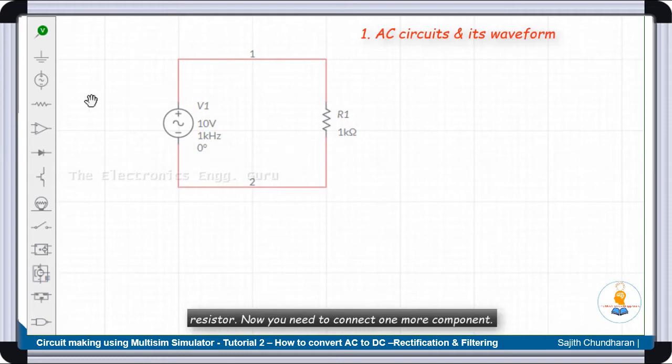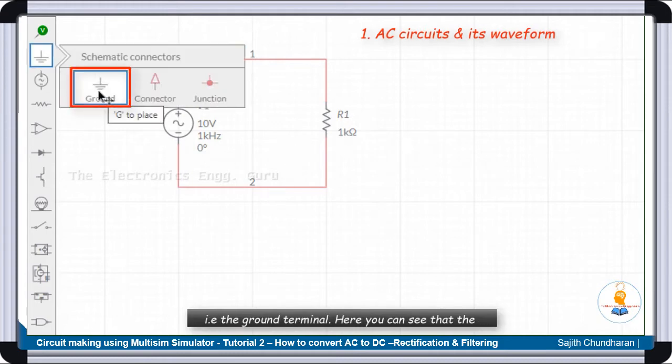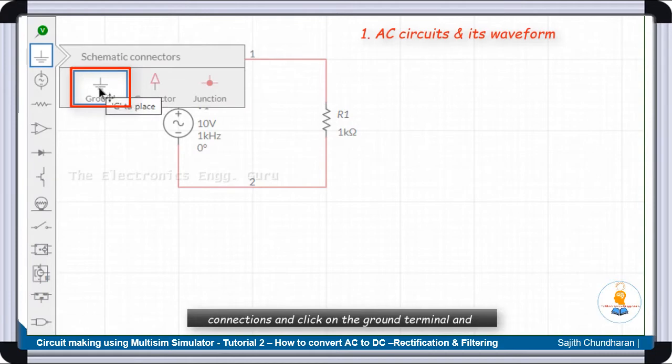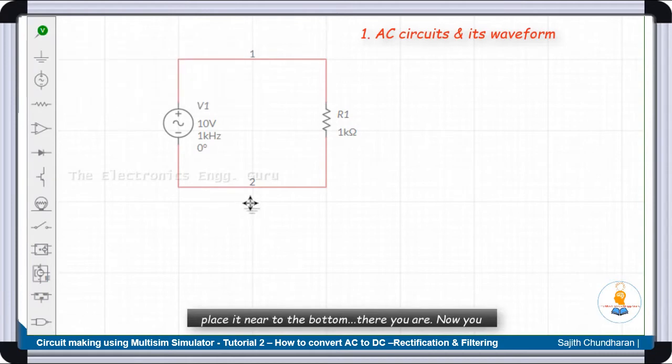and the resistor. Now you need to connect one more component, that is the ground terminal. You will be able to find the ground terminal in the schematic connections. Click on the schematic connections, click on this ground terminal and place it near the bottom. Yes, there you are. Now you have to make a wiring for the ground terminal. Right, so your source, supply voltage and the load resistor are ready and the ground terminal is also connected. So now the circuit is ready.